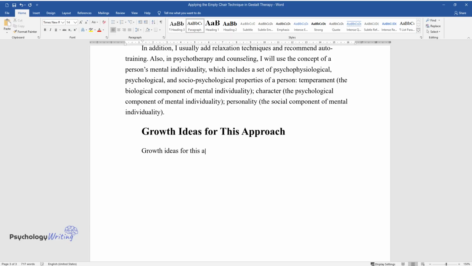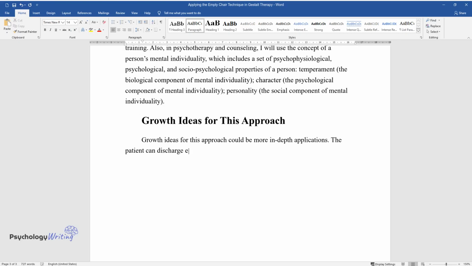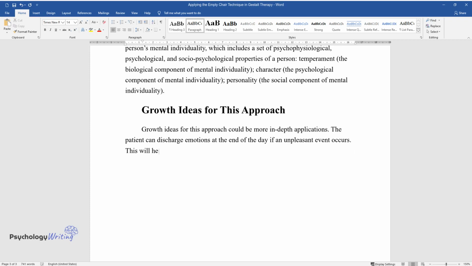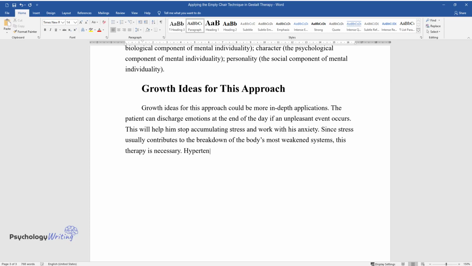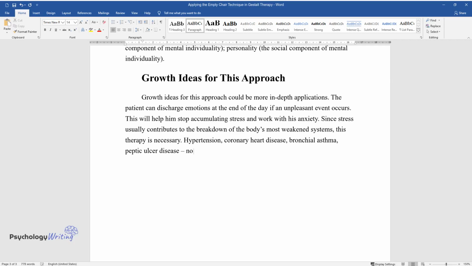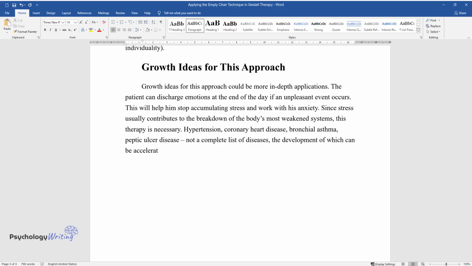Growth ideas for this approach could be more in-depth applications. The patient can discharge emotions at the end of the day if an unpleasant event occurs. This will help him stop accumulating stress and work with his anxiety. Since stress usually contributes to the breakdown of the body's most weakened systems, this therapy is necessary. Hypertension, coronary heart disease, bronchial asthma, peptic ulcer disease, not a complete list of diseases, the development of which can be accelerated by intense or prolonged stress.